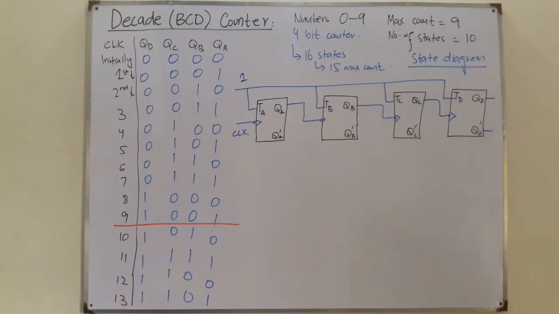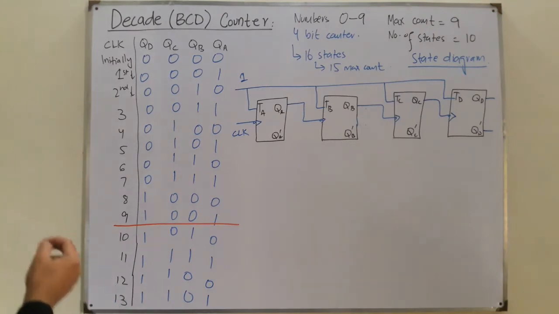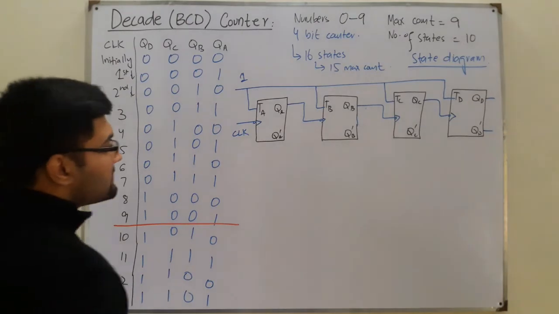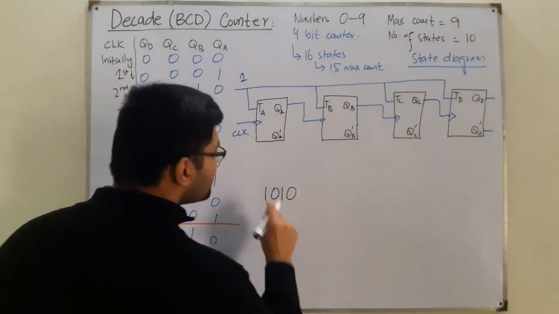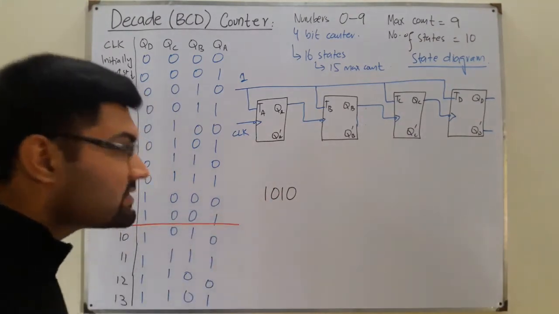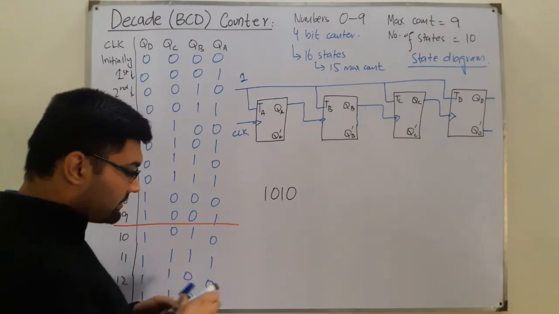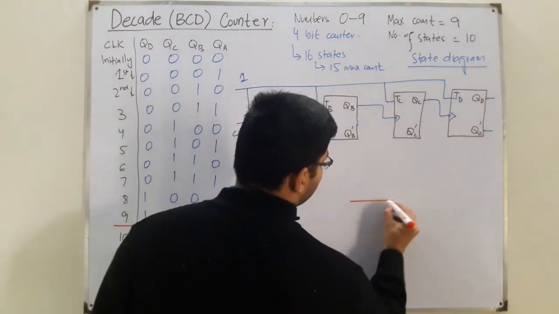QD is the most significant bit that we know, and QA is the least significant bit. So 10, we need 10. 1010. As soon as this arrives, we have to reset our flip-flop. So how do we do that? We do that with the help of a NAND gate again. So this is, let's say, the NAND gate.